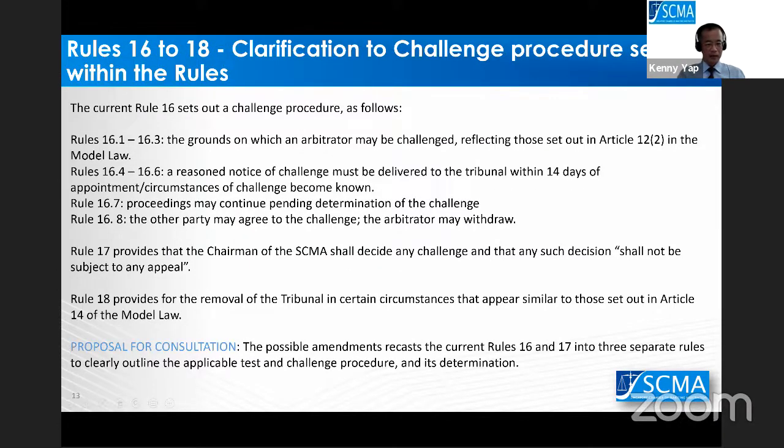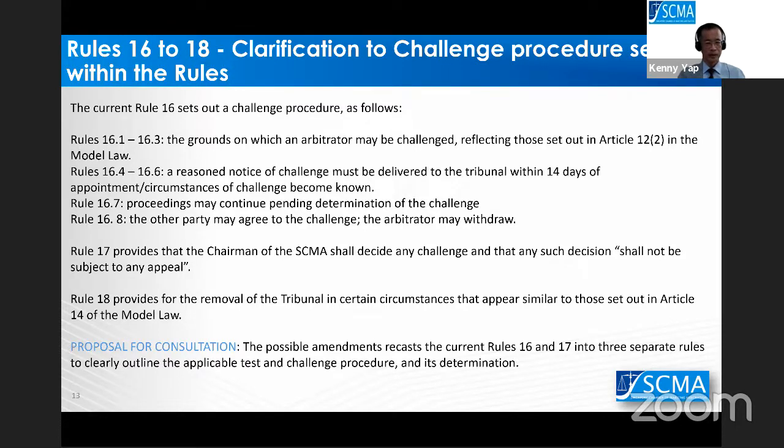This concerns Rules 16, 17, and 18. Basically, here the possible amendment is to clarify the challenge procedure as set out in the rules. Now, the current Rule 16 sets out the process where there's a challenge to the arbitrator. Rule 16 has 8 sub-rules, with the first 3 dealing with the grounds on which an arbitrator may be challenged, reflecting those set out in Article 12 of the Model Law.